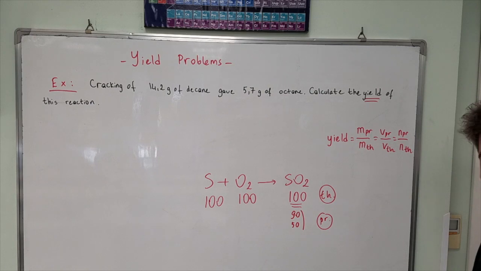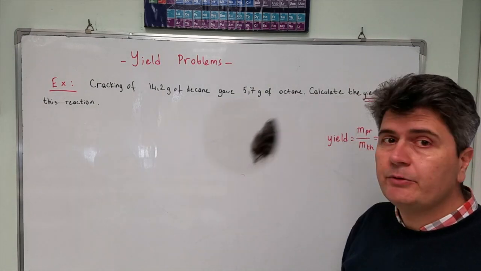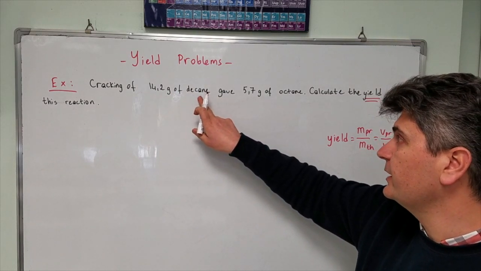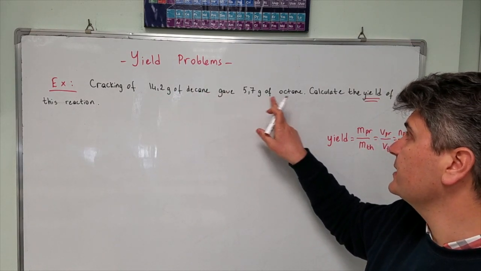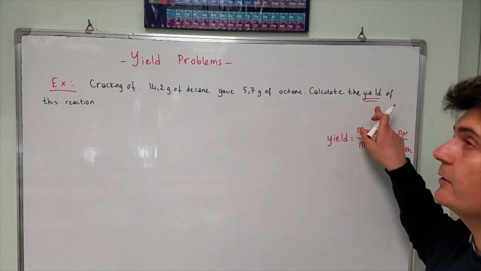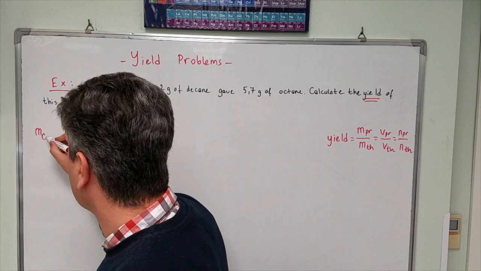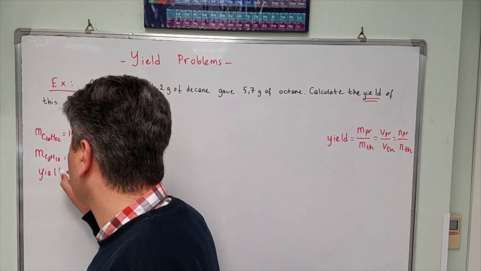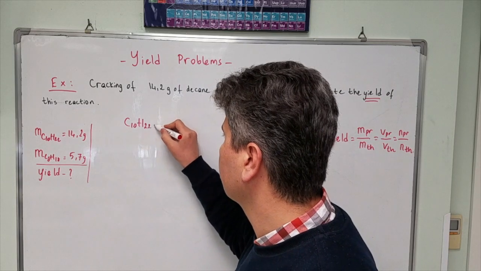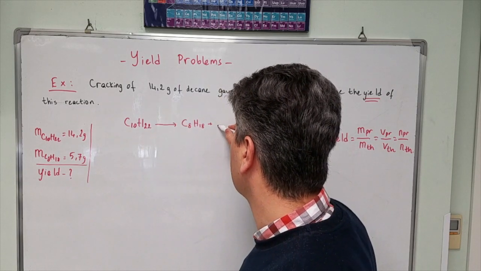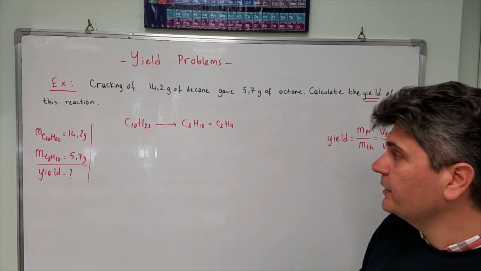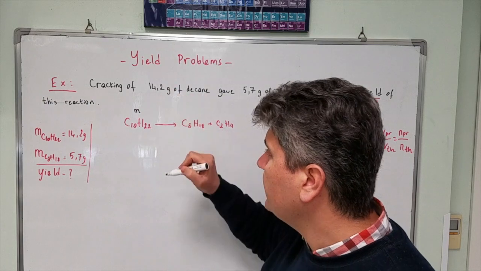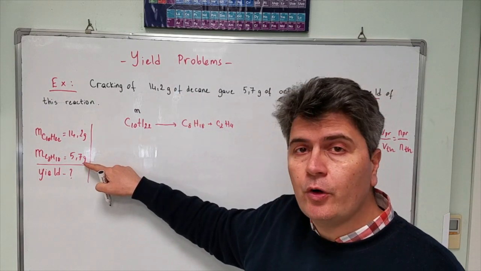After this brief explanation, let's try to solve this problem. In the question, we have a cracking reaction. We are cracking this much of decane and it's giving us this much of octane. And it's asking us to calculate the yield of the reaction. Let's write the givens. Now let's write the equation. In the question, we are given the mass of reacting substance and mass of octane produced.